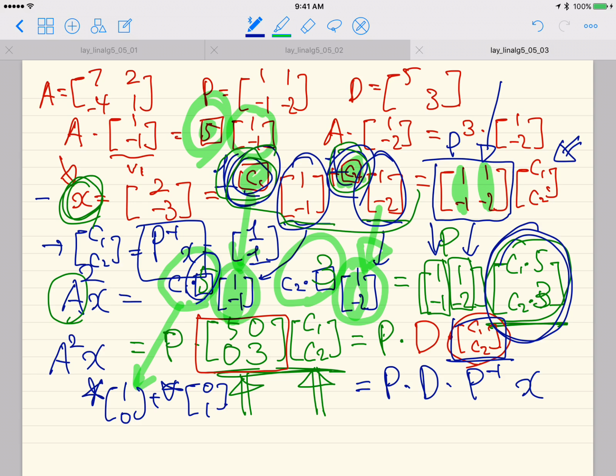So this is the main beauty or the main idea of utilizing eigendecomposition in order to accelerate matrix vector multiplication. Any questions so far?